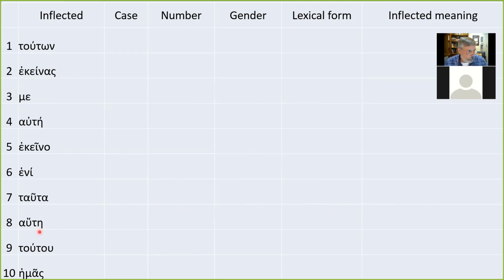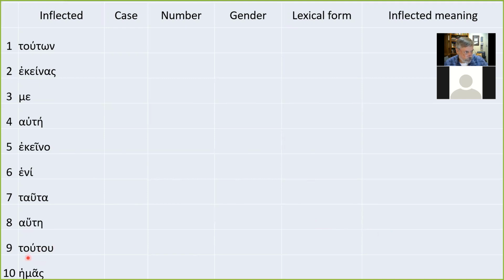And then haute. Again, we see the eta stem ending with no case ending. So what case would that be in? That would be nominative. And its number, singular or plural? Singular. And is it masculine or neuter? Feminine, excuse me. Yes, that's correct. It's feminine. And its lexical form would be houtos. And how would you translate it? This. Very much the same.